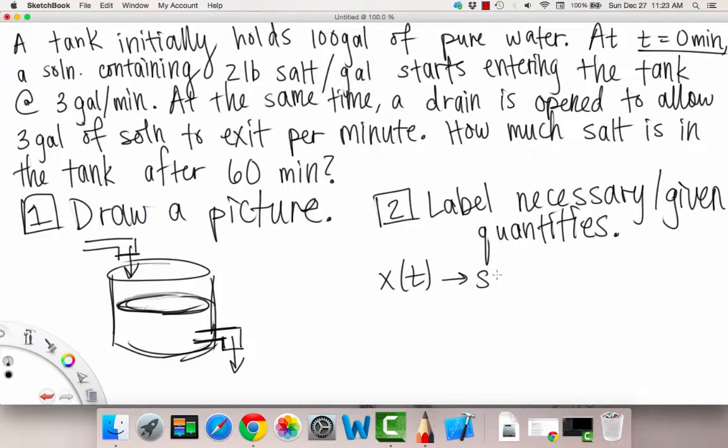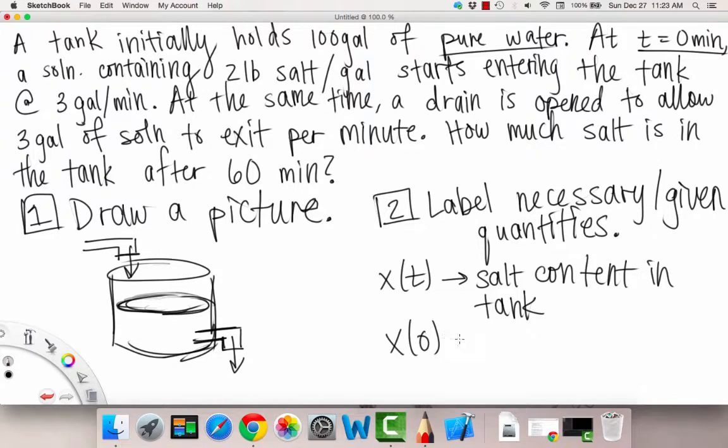This is the salt content in the tank, or of the tank, we could say. And then we also have, when time is equal to 0, when t equals 0, we have 0 salt in the tank, right? Because this is pure water at time 0. So x of 0 is equal to 0, and x represents how many pounds of salt, so the salt content.